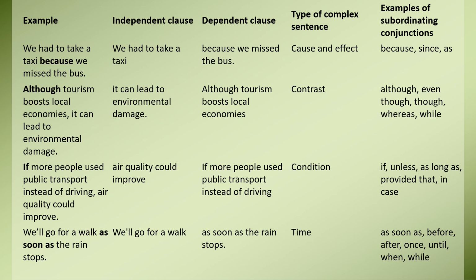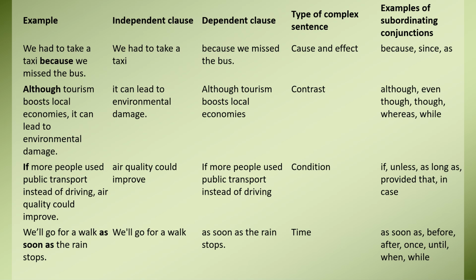Next we have: although tourism boosts local economies, it can lead to environmental damage. So it can lead to environmental damage is an independent clause. Although tourism boosts local economies is a dependent clause, and they are showing a contrast here. So for contrast we are going to use although, even though, whereas, while.